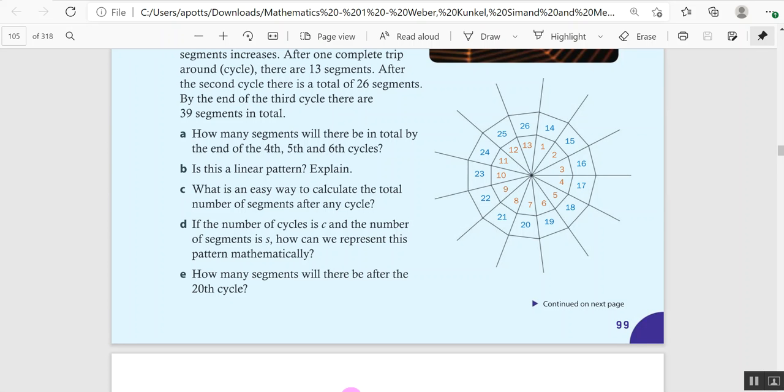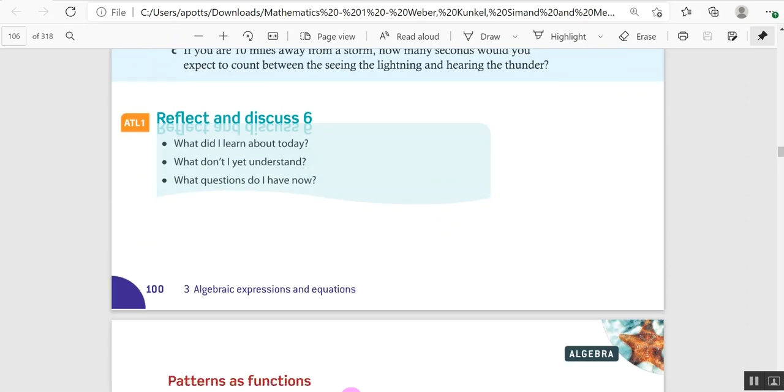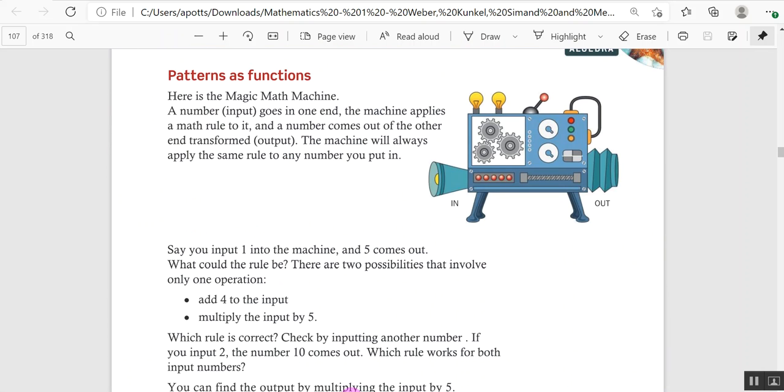All right? So what we're going to now work on, okay, patterns as functions. Don't worry about it just yet. I'll tell you what page it is. All right. So what does this mean?